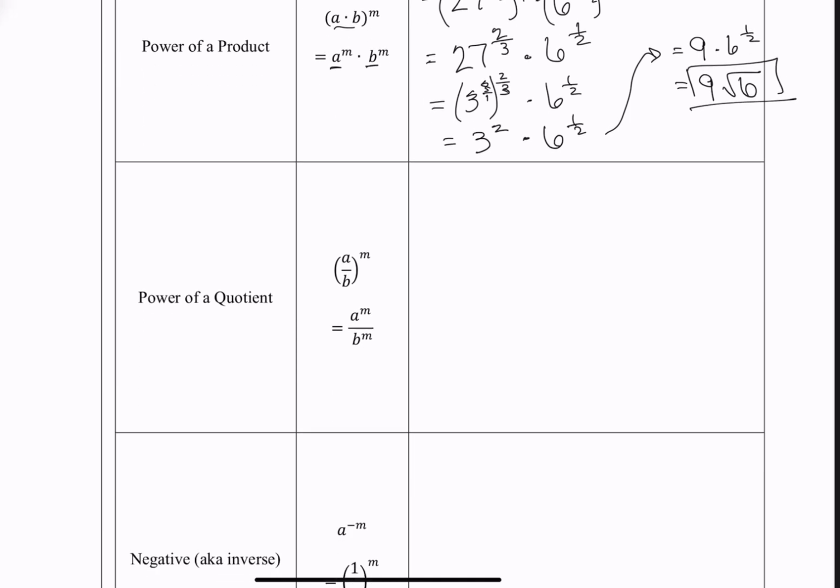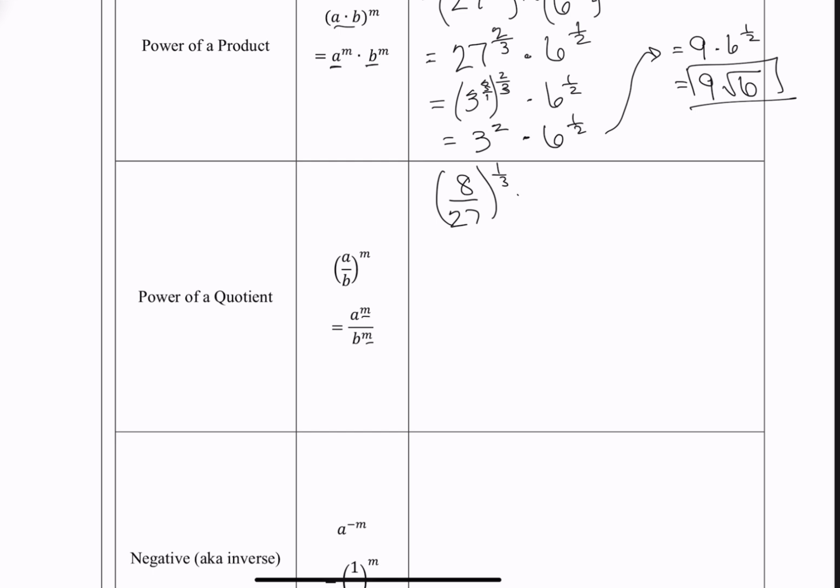Okay, moving down to power of a quotient. If you have a quotient, which is a division problem like a divided by b, and you raise it to a power, well then both the numerator and the denominator get that power. 8 over 27 raised to the 1/3 power. Now I'm going to move over because I'm going to do a couple of these examples with you. So let's start with giving that 1/3 power to both numerator and denominator.